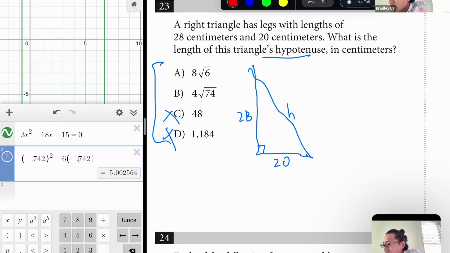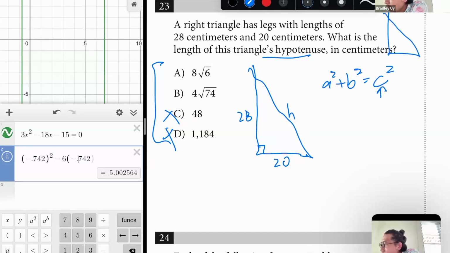Okay, the 20 and the 20 plus 28 is 48, that's why. So C and D are not the right answer. Okay, so we have to use the Pythagorean theorem here, which is a squared plus b squared equals c squared, where c is the length of the hypotenuse, and a and b are the lengths of the legs. Notice it's not saying a plus b equals c, it's a squared plus b squared equals c squared.